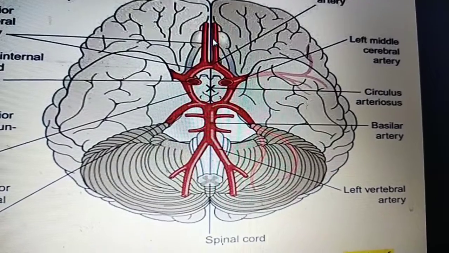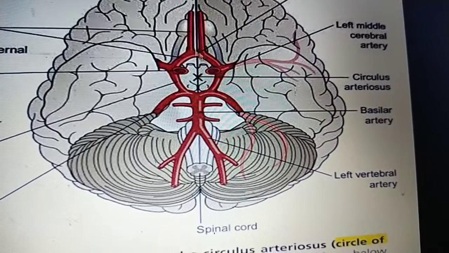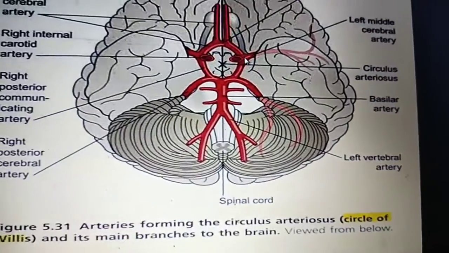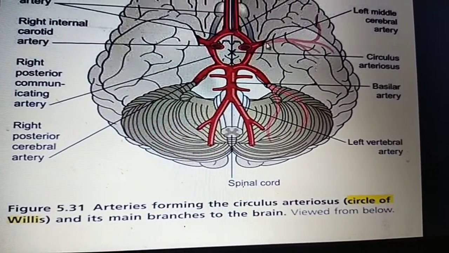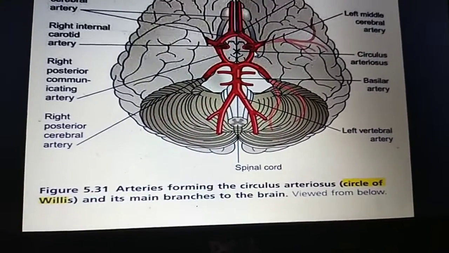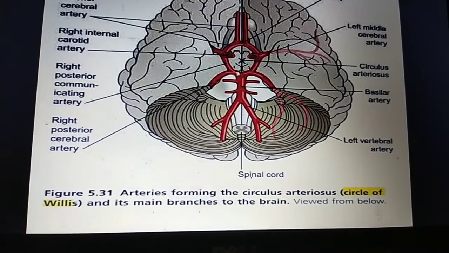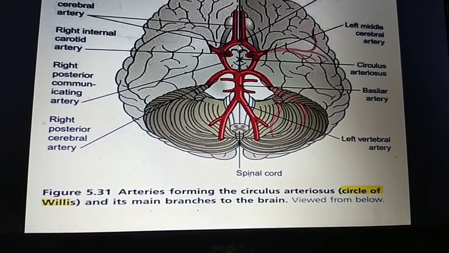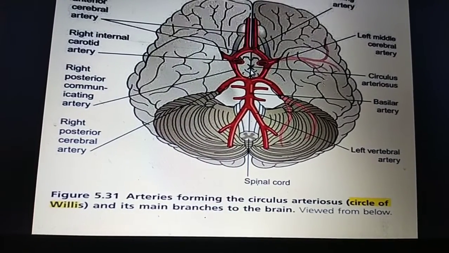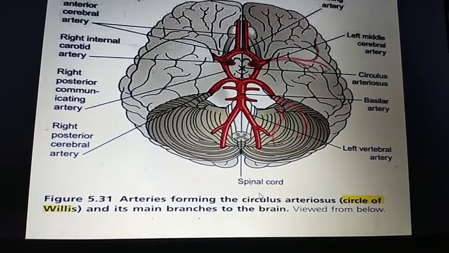This is the anterior cerebral artery. This is the anterior communicating artery. This is the carotid artery. And the left middle cerebral artery will come here. This is the posterior communicating artery, this is the posterior cerebral artery, and this is the basilar artery. And these are the vertebral arteries.